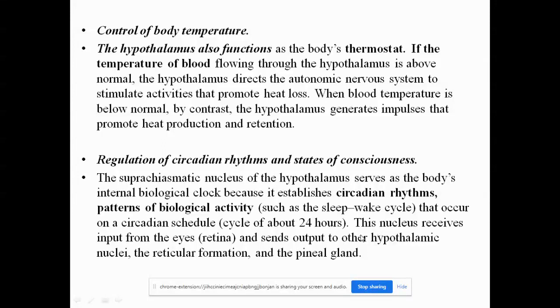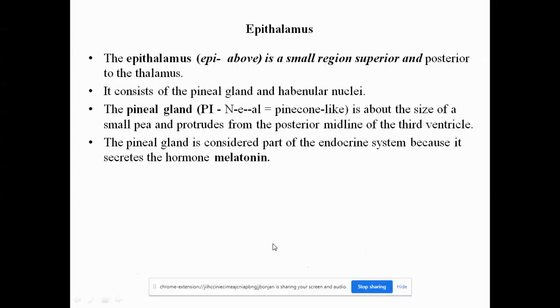So this is very much involved with the light and dark cycle. When there is light in the day and dark in the night, this nucleus receives input from the eye's retina and sends the output to the hypothalamic nuclei, reticular formation, and the pineal gland. Very important, the pineal gland is a very small gland which is present next to the epithalamus.